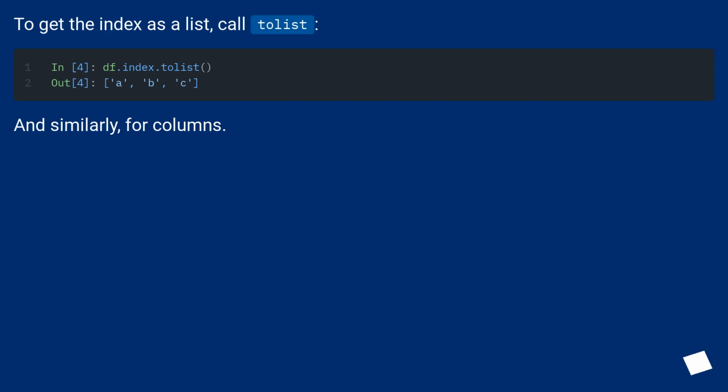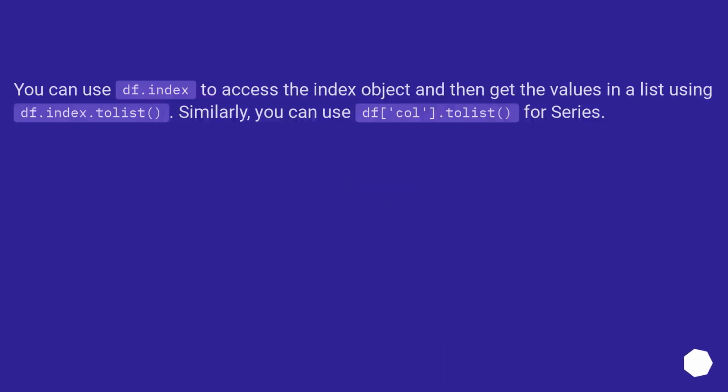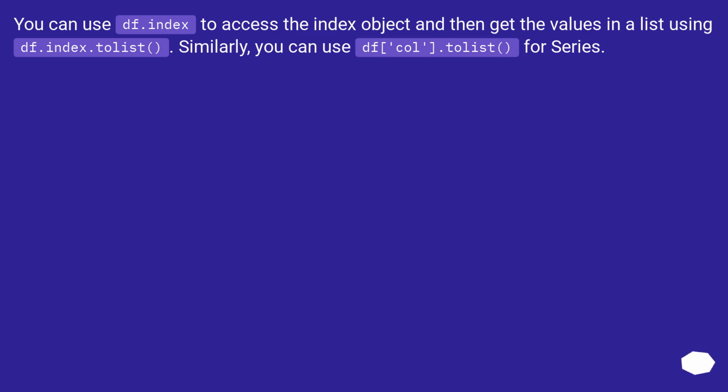To get the index as a list, call toList. And similarly for columns. You can use df.index to access the index object and then get the values in a list using df.index.toList. Similarly, you can use df.col.toList for series.